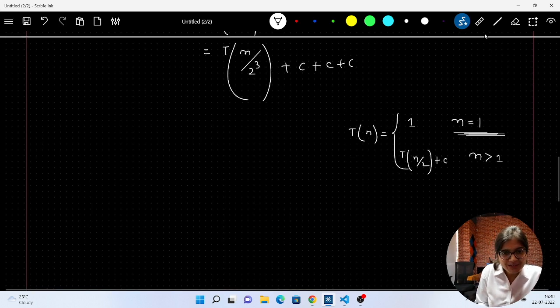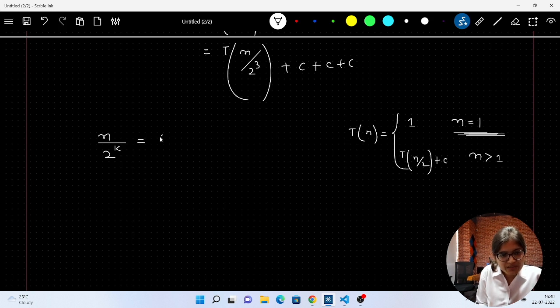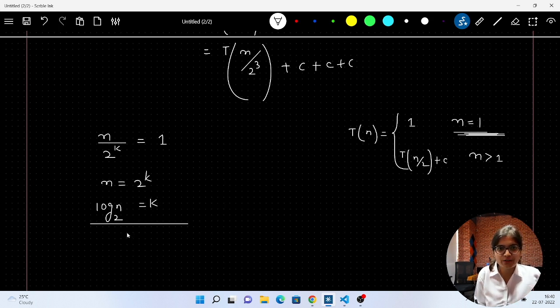What I will do here is try to find the value of k so that this value is equal to 1, because somehow I want to reach this particular small problem. Here, taking log on both sides, you will get the value of k as log of n base 2. This is the value of k that we are getting.